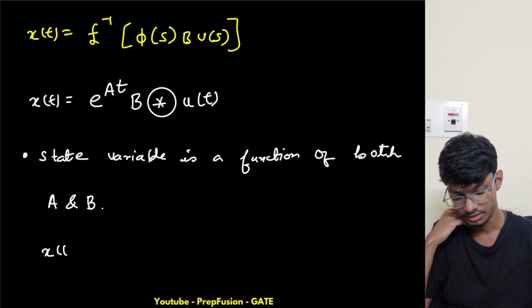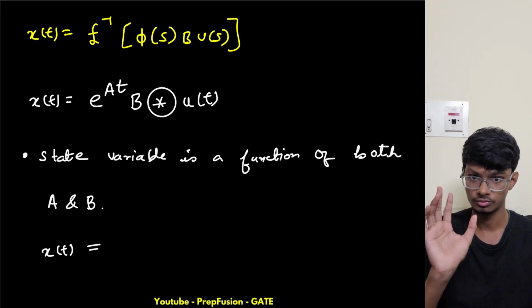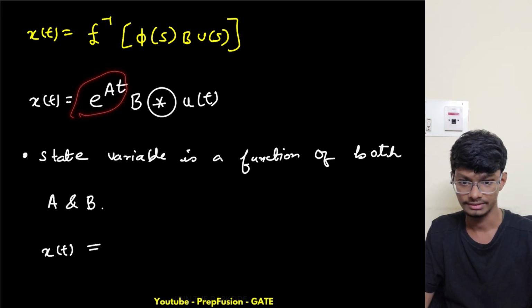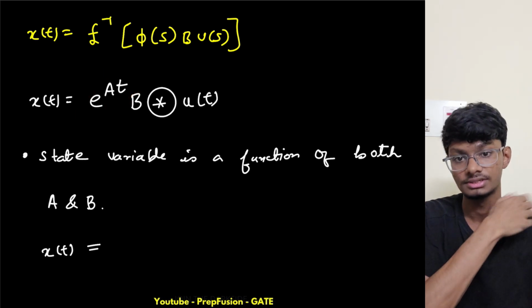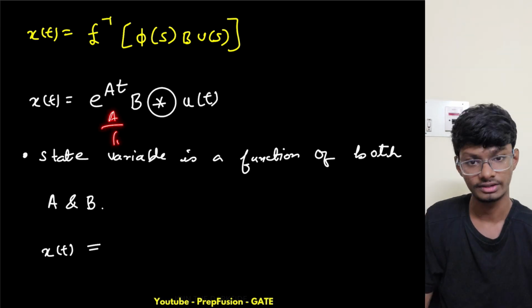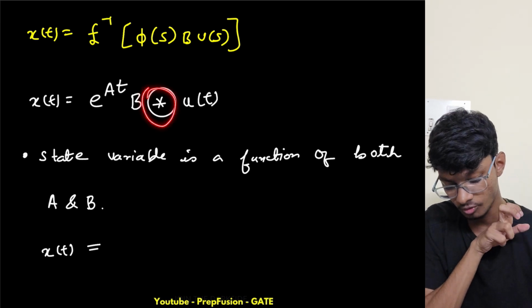So my x of t, right, what I can write here is, I will not show you the proof, because that will just consume my time. This e raised to the power At, I can break down into a series of functions. What is it? It is 1 plus A by 1 factorial, then A squared by 2 factorial, like that. Now this will be convolved with this one.